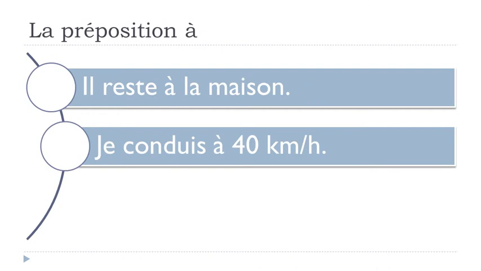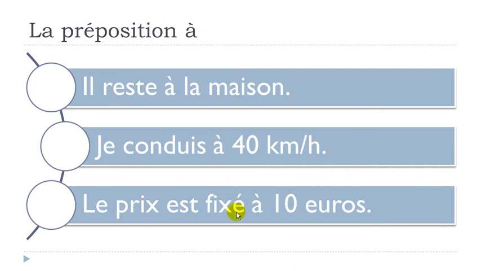Second example, we could use this conduire. Conduire is to drive, and when you want to introduce the speed, in that case 40 km/h, then you would use this à. So at 40 km/h. Je conduis à 40 km/h. And then the last example we could have for this at is for the price, like here, à 10 euros. Le prix, the price, est fixé à 10 euros. In that case it would be translated by this at, but here we would use this à in French.